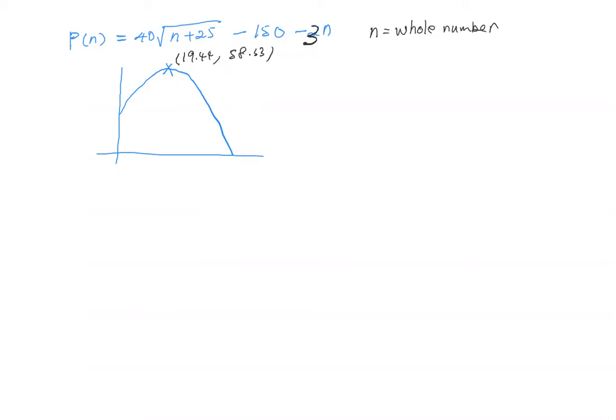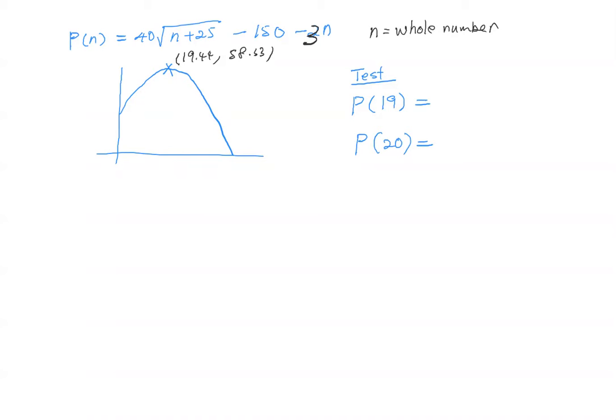So now you want to talk about maximum profit. What you need to do, listen here, you have to test. So now you have to find P19 and see what the value is, and find P20 and see what the value is. You can do this by using your Y1, or you can use the graph and go to trace.